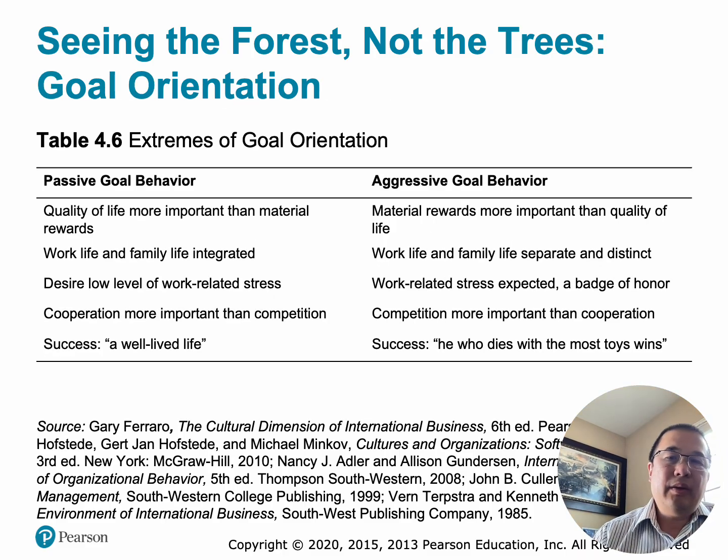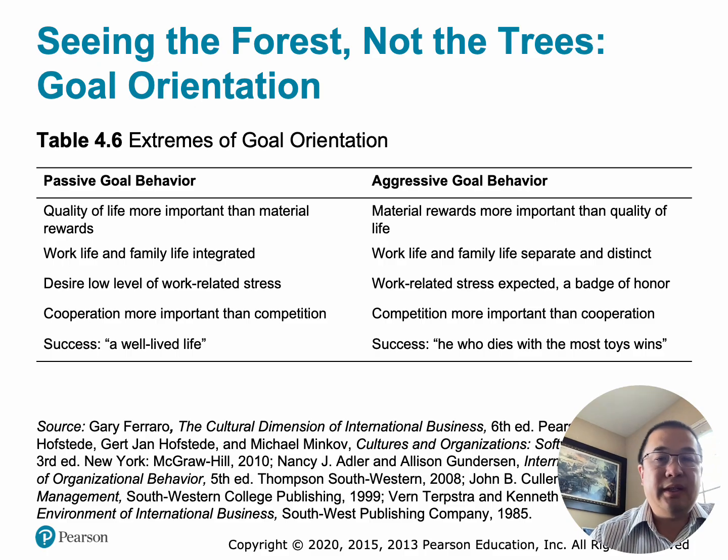So what is goal orientation in different cultures and societies? This refers to how people define success, work, competition, and quality of life. The chart compares two extremes: passive goal behavior and aggressive goal behavior. Most cultures fall somewhere in between these two extremes. Goal orientation shapes workplace behavior, leadership styles, employee motivation, stress levels, and definitions of success.